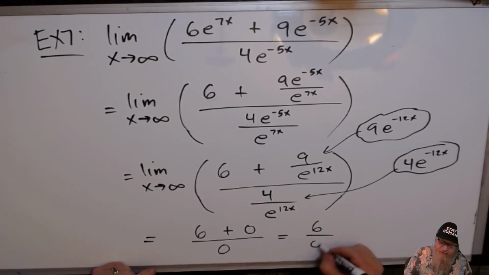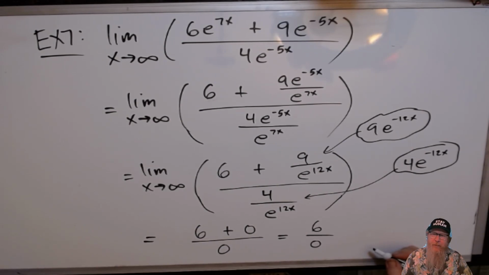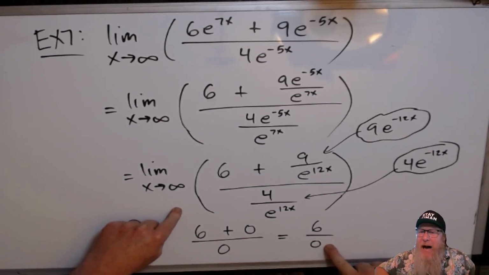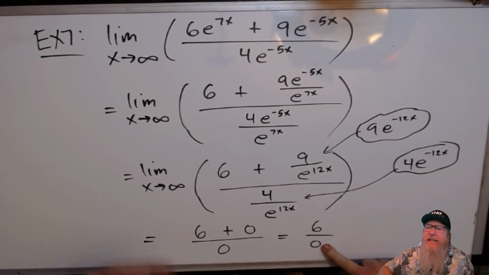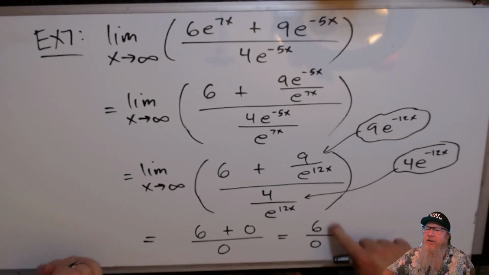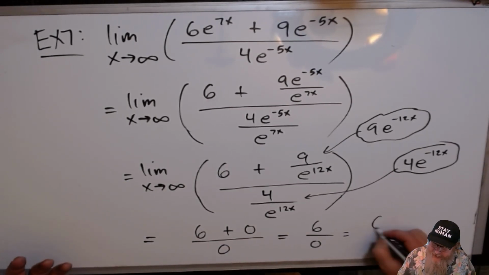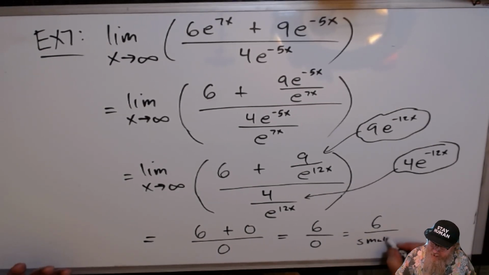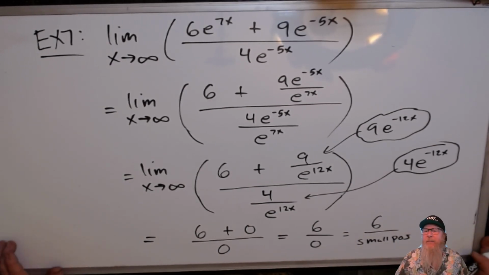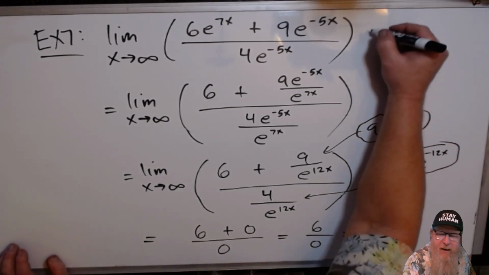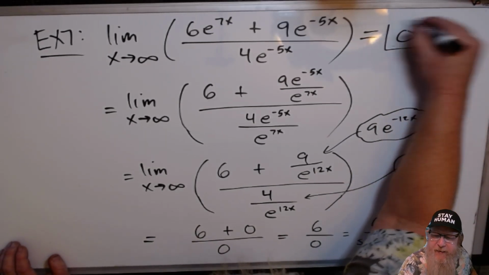So this is 6 over 0. It's positive 6. Now, there's no such thing as positive 0. But remember, this number is not actually 0. If you put this into your calculator, you're going to get an error. So this is actually 6 divided by a small positive number. And that will become positive infinity.